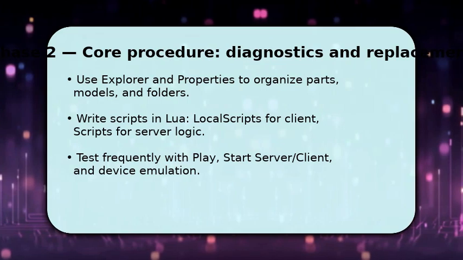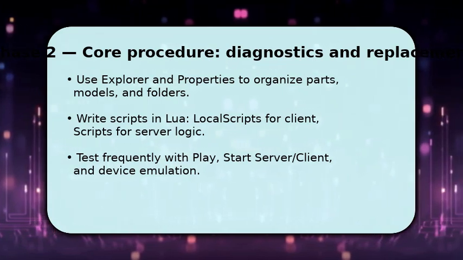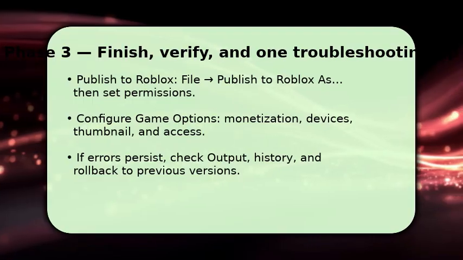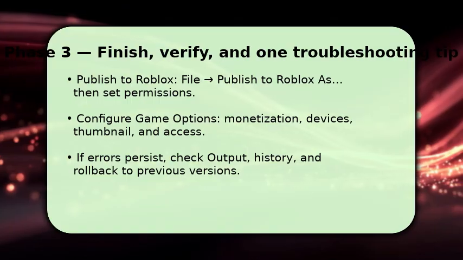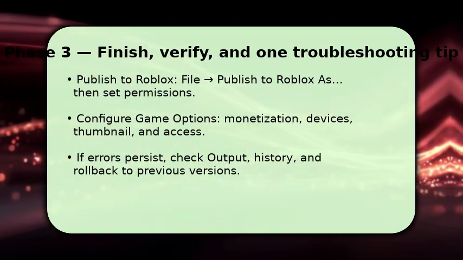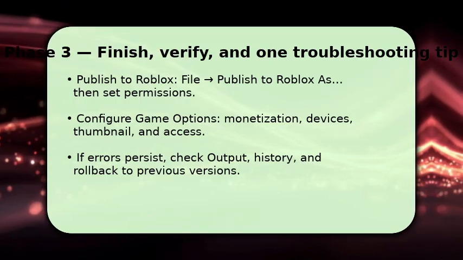the game is ready, publish it via File, right arrow, Publish to Roblox As, choose the correct place, and set permissions for public or private. Then configure game settings for monetization, device support, and thumbnail so players find and play it.